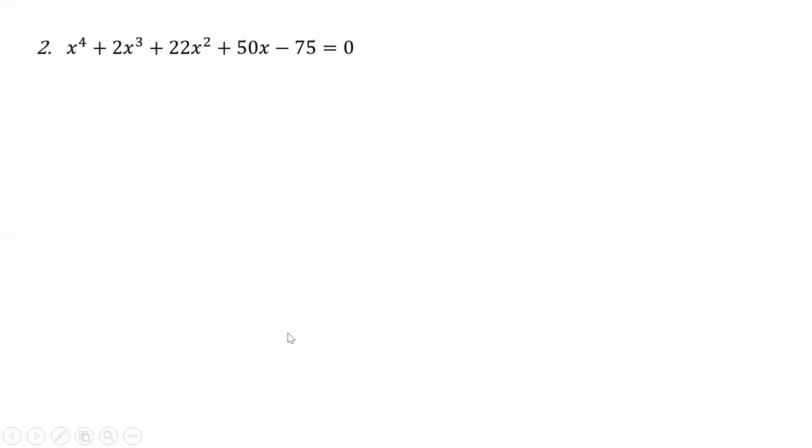All right, so this one looks a little bit bigger. It's going to have 4 possible zeros. Now, if we look at the sign changes, we have 1. So there's going to be 1 positive real.